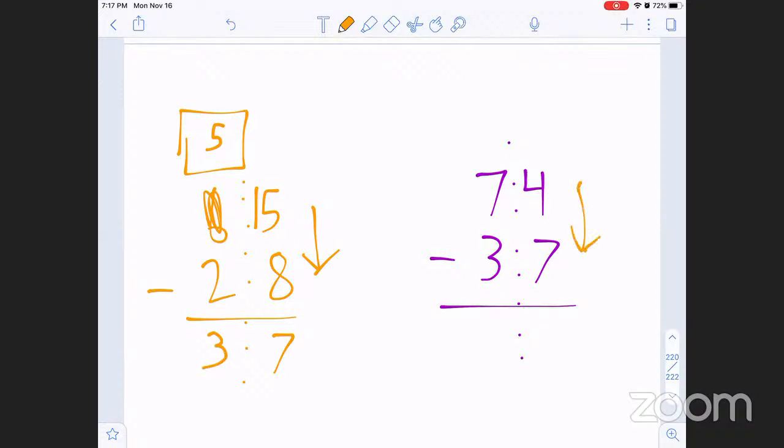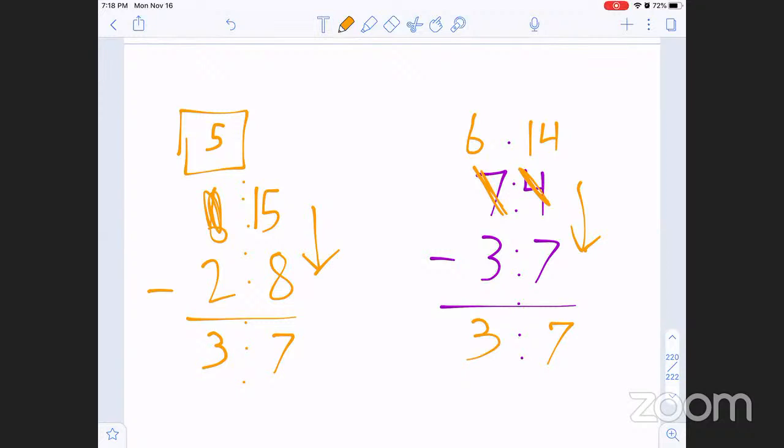Over here, I can't do 4 minus 7. So I need to borrow from the 7. If I borrow 10, that's going to be 6. And then if I add 10 over here, that gives me 14, because 4 and 10 make 14. 14 minus 7 is 7, and 6 minus 3 is 3. So we get 37 again.